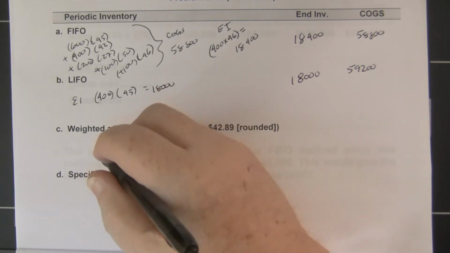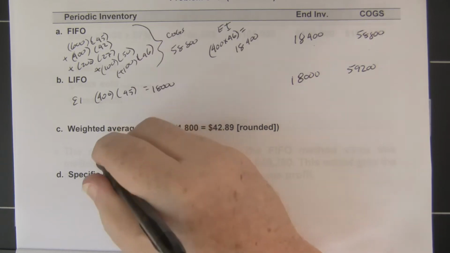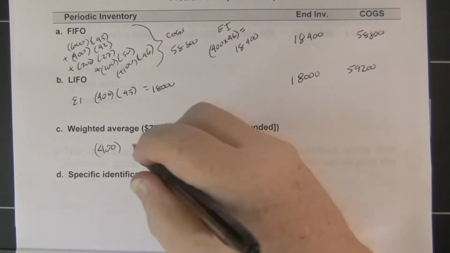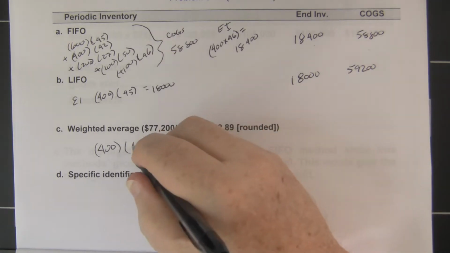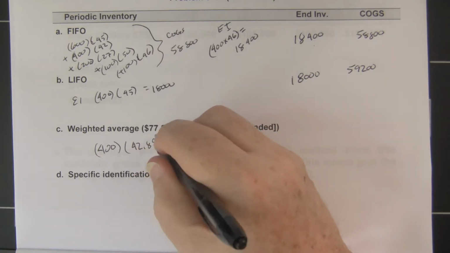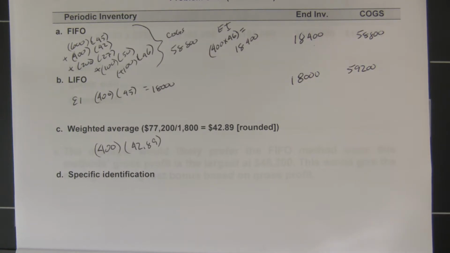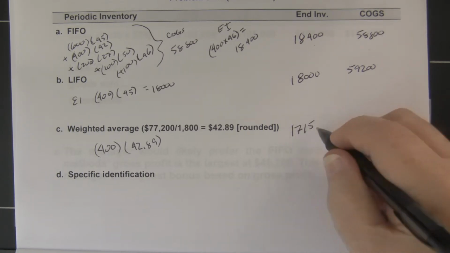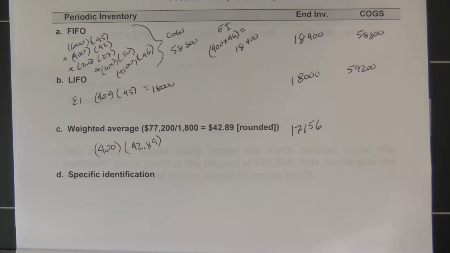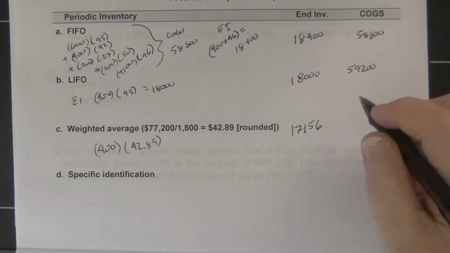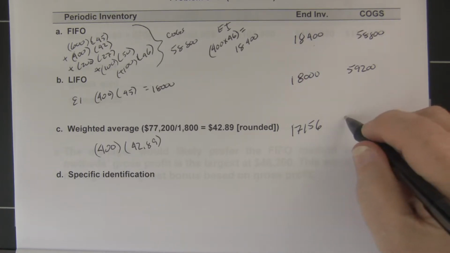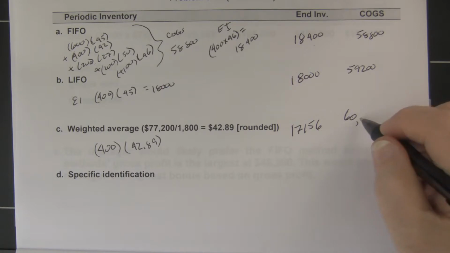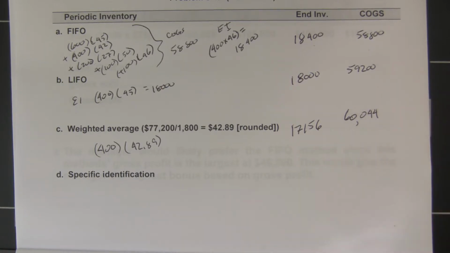So we have in our ending inventory 400 units. That doesn't change. And each of those units cost us $42.89. And when you do that math, you come up with $17,156 in ending inventory. Subtract that from the 77,200, and your cost of goods sold is $60,044.